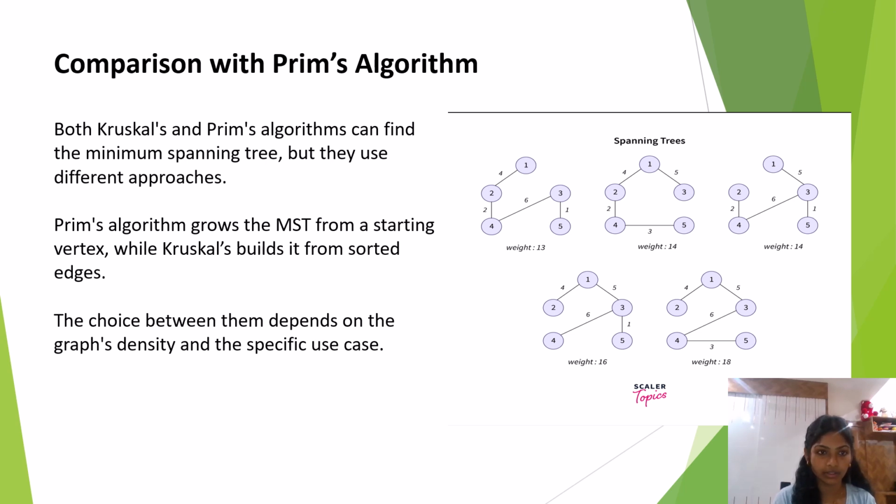Comparison with Prim's algorithm. Both Kruskal's and Prim's algorithms can find the minimum spanning tree, but they use different approaches. Prim's algorithm grows the minimum spanning tree from a starting vertex, while Kruskal's builds it from sorted edges. The choice between them depends on the graph's density and the specific use case.